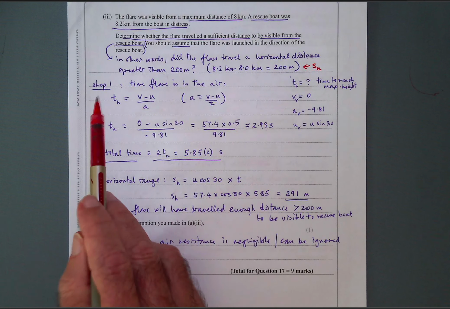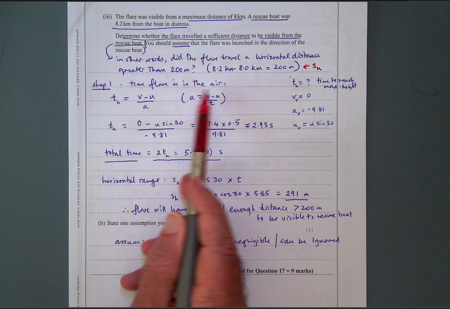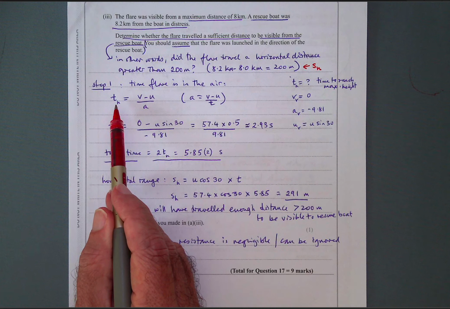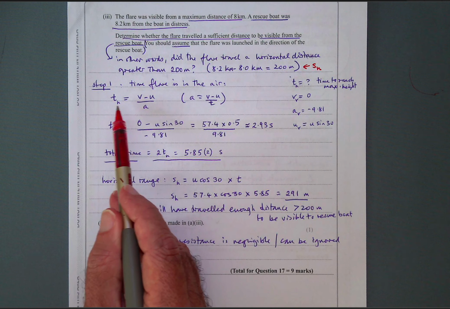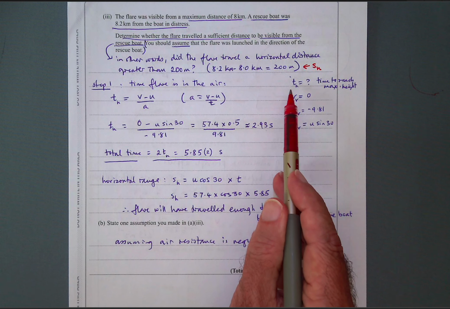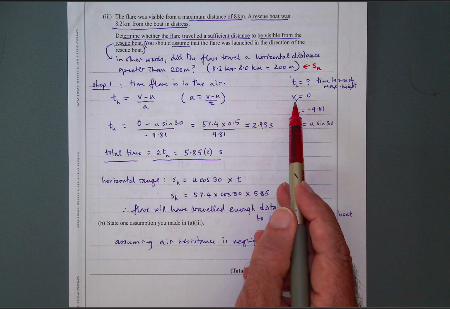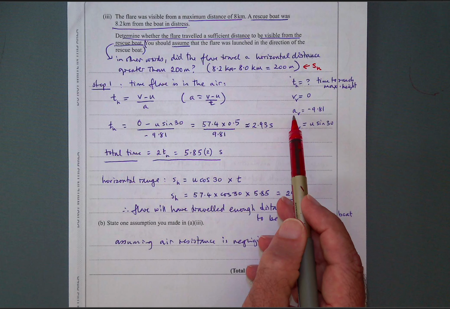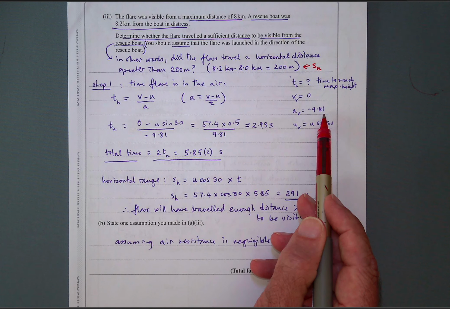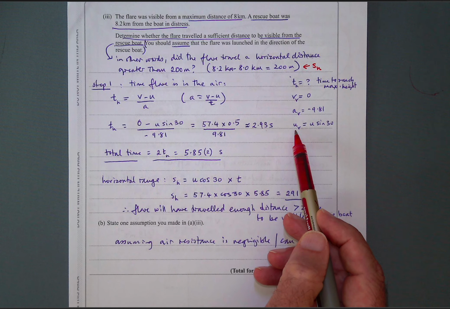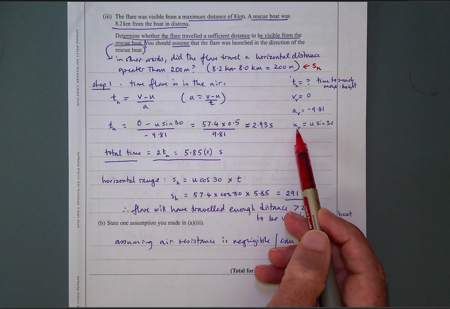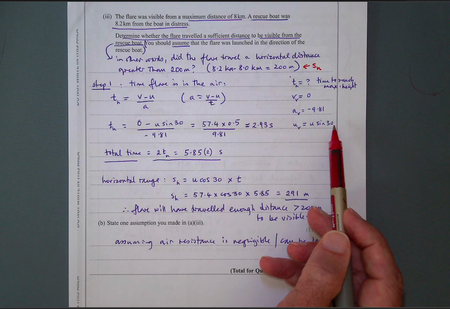Okay, so step one is to find the time the flare is in the air for. I always explain to the students the easiest way is to look at the vertical motion, just like we did before. We want to know the time. We still know the same data from before: the vertical velocity at the top was 0, the acceleration was minus 9.81, and the initial vertical velocity was u sine 30. So we use the same things.